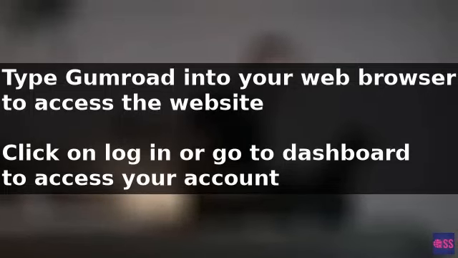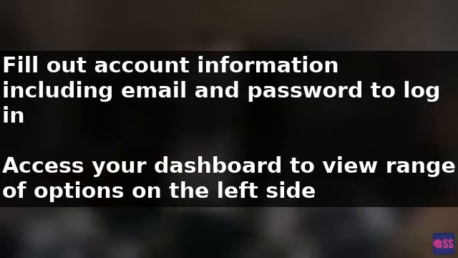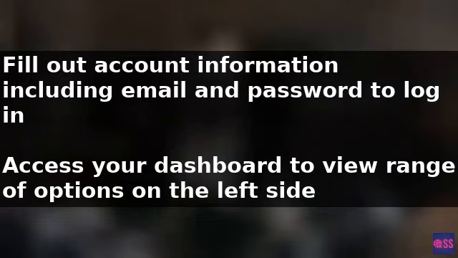To access your license key in Gumroad, start by typing Gumroad into your web browser. On the website, you'll see options to either log in or go to your dashboard. Clicking on either will take you to the relevant page. If you choose to log in, you'll need to fill out your account information, including your email and password.